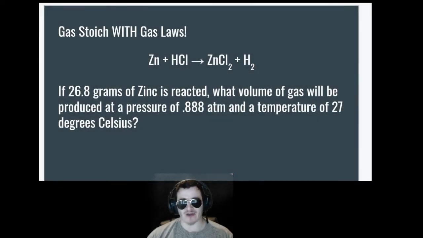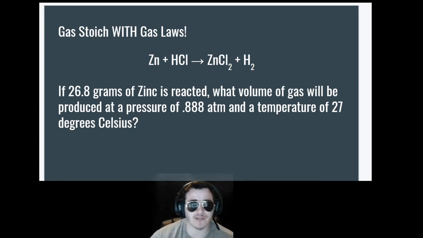And our final problem of the day, Stoich, but using gas laws. So this is the examples that I was talking about in the last clip, where we are not at standard temperature and pressure. We have the exact same equation, unbalanced still. Zinc plus hydrochloric acid makes zinc chloride and hydrogen gas.